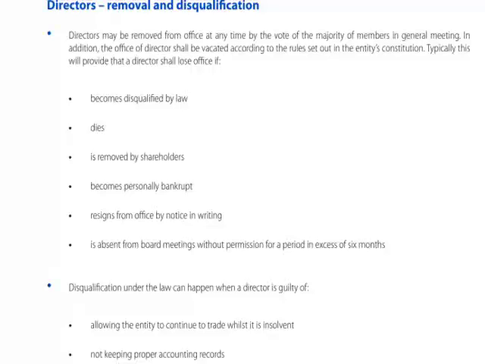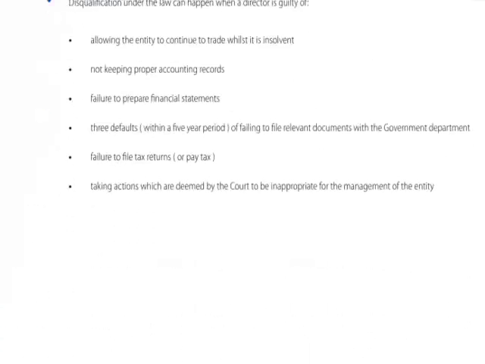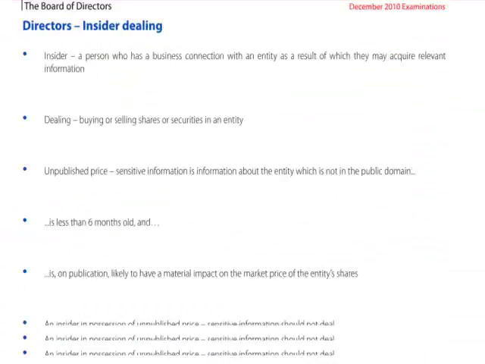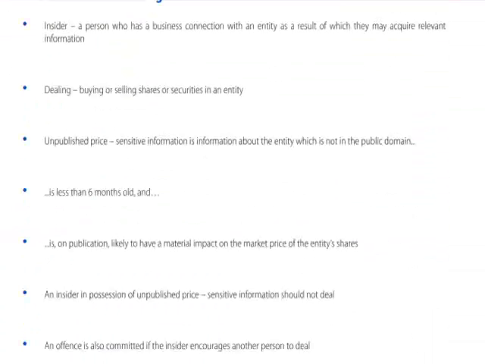Page 32, insider dealing. I've already been speaking to you about that this morning as well. So, again, I don't feel any guilt at all in asking you to read this. I mentioned what an insider was, I mentioned dealing, I mentioned unpublished price-sensitive information. So we're down to the bullet point 4 on page 32 before there's anything new.